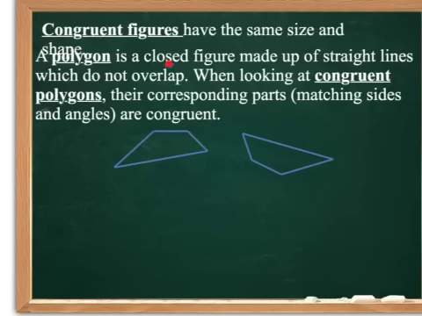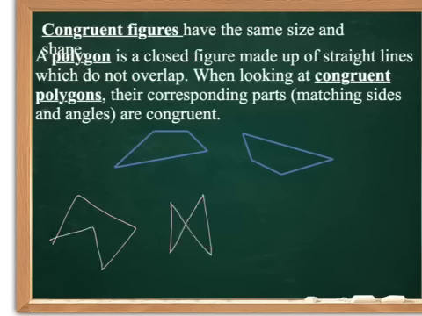Now a polygon is a closed figure made up of straight lines which do not overlap. So this is where we say that a circle is not a polygon because it's not made up of straight lines. A polygon has to be made up of straight lines that do not overlap. So that would be a polygon, but this would not be a polygon because the lines are overlapping. So just a few examples there.